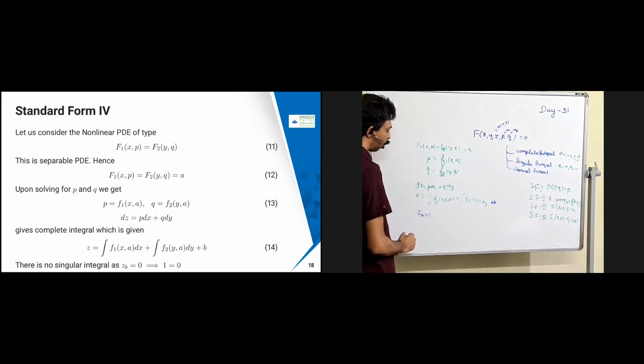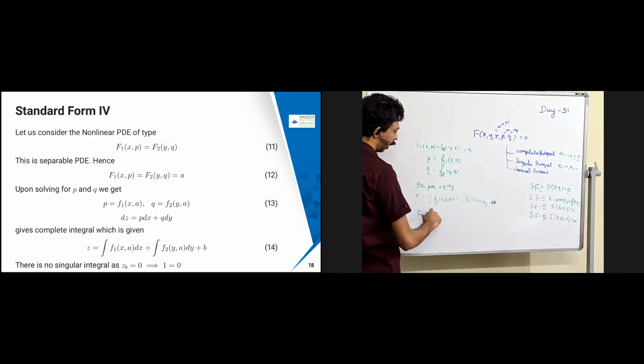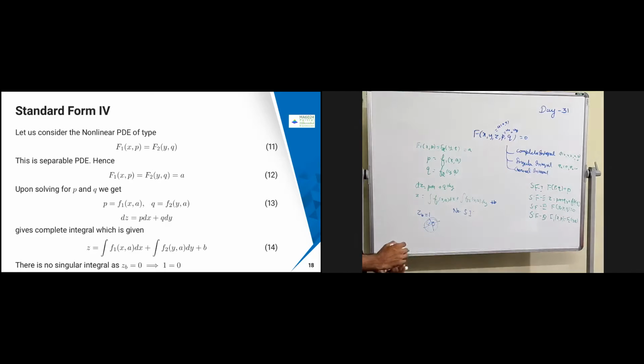So if I put z b equal to 1, what am I going to get? I am going to get 1, because here there is no a term and no b term, so 1 is going to come. If I equate that, 1 equal to 0 is going to come, but that is not valid. Therefore there is no singular integral for this problem. You cannot find a singular integral.